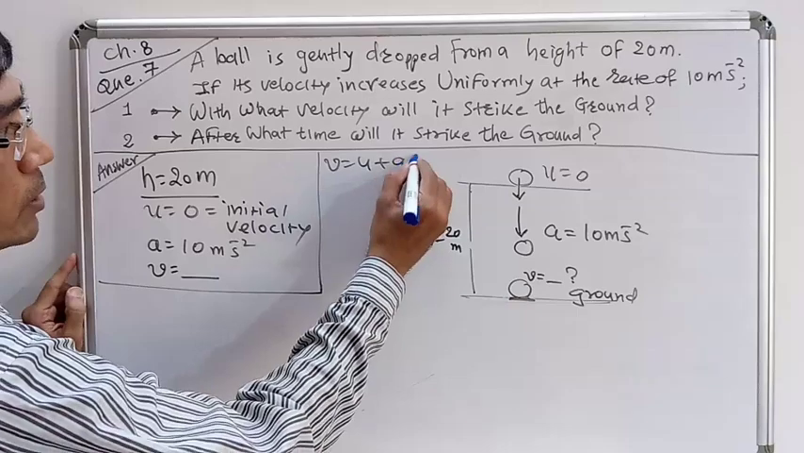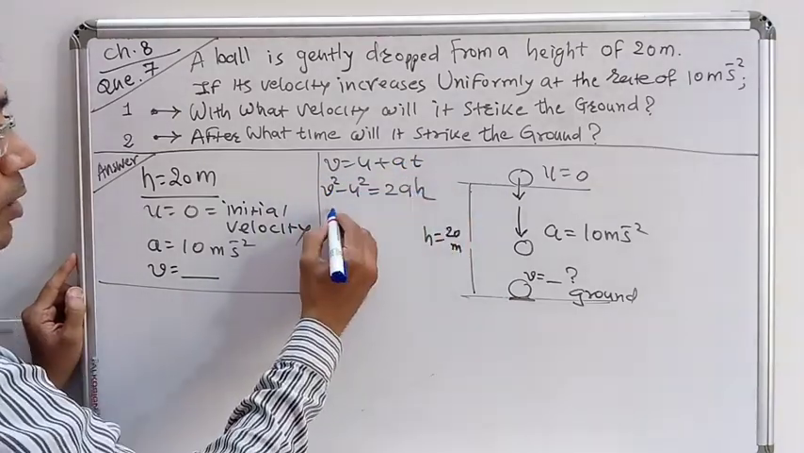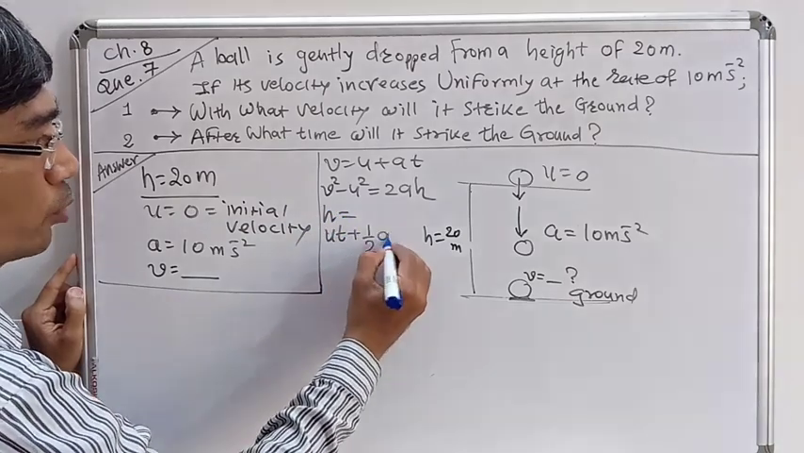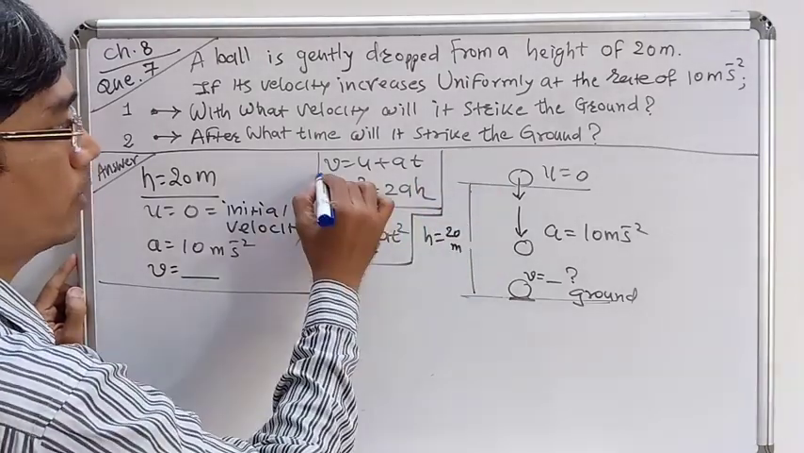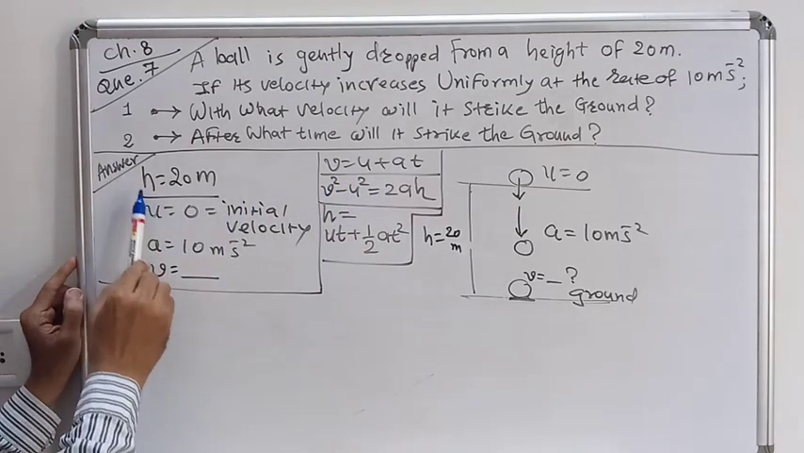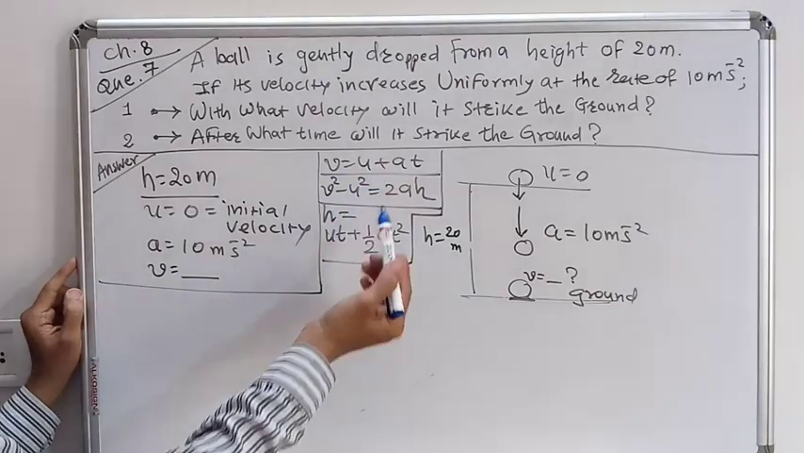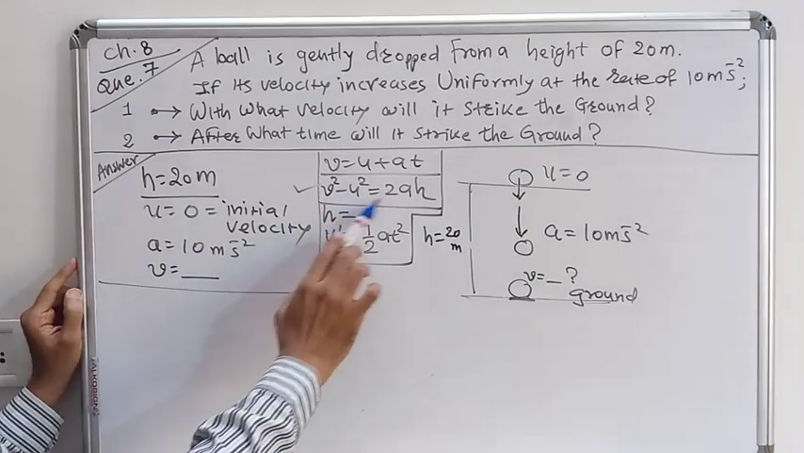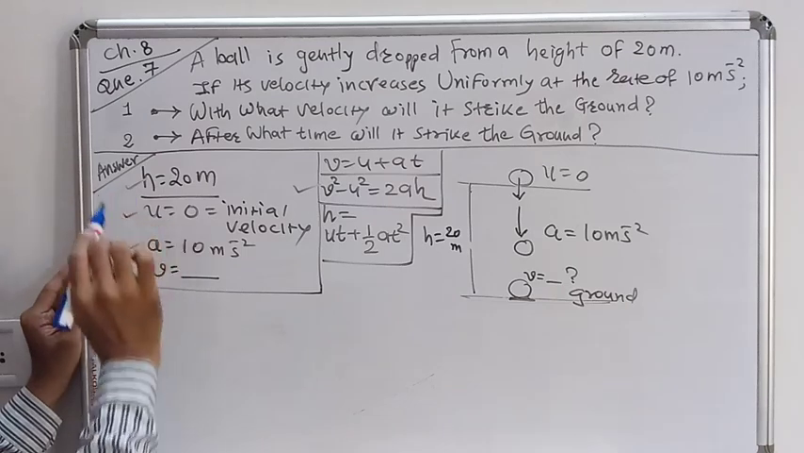V is equal to U plus AT. V square minus U square is equal to 2AH, and H is equal to UT plus 1 by 2 AT square. These are the three equations of motion. Now here H, U and A are given, so we cannot use the first equation. Now let us use the second equation. V square minus U square is equal to 2AH. So here H is also given, A given, U given.